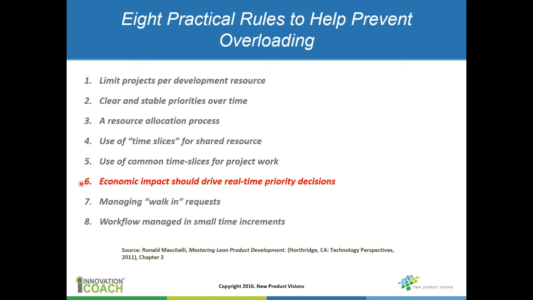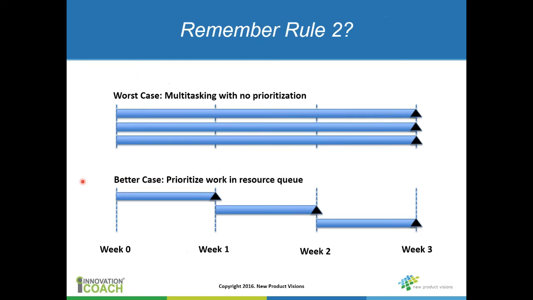Okay, the sixth rule or practical tip has to do with economic impact and how that will drive your real-time priority decisions. If we go back to when we were talking about rule number 2, where you want to move from a multitasking environment at least to prioritizing work based on the global priority list, so to speak.